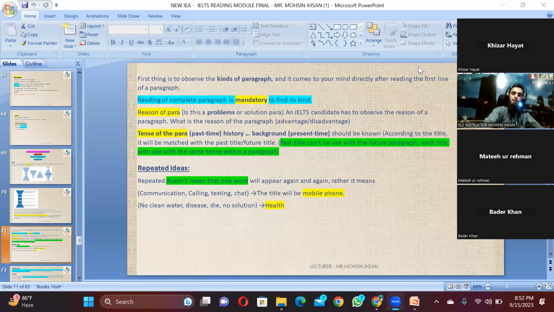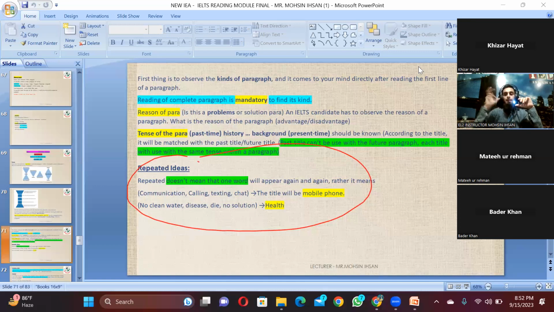Repeated ideas means that sometimes a word might not have a synonym, but it would have close relative words. What does it mean? It means it would have some affiliated words. Like for mobile phone, chat, texting, calling, communication can be used. For health: no solution, die, disease, water, no clean water. Any other word that explains that very word can be used.